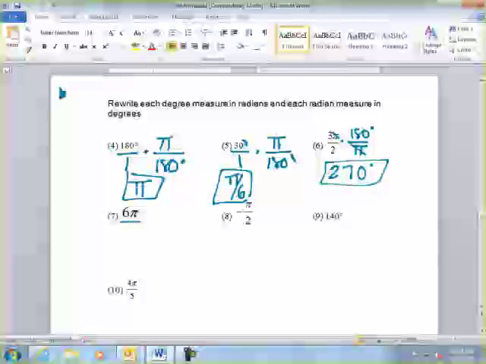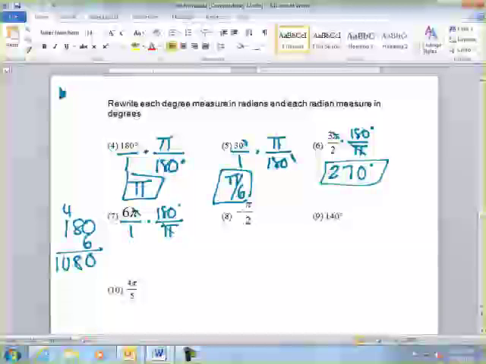6 pi, put it over 1. Multiply so that pi cancels, which puts 180 on top. I don't know what 6 times 180 is, so off to the side, I'm just going to show my work here. Get 1080. So if you are into watching any sort of extreme sports, when they say they did a 1080, that's 3 full revolutions. That's where the number comes from. 6 pi is 3 full circles.